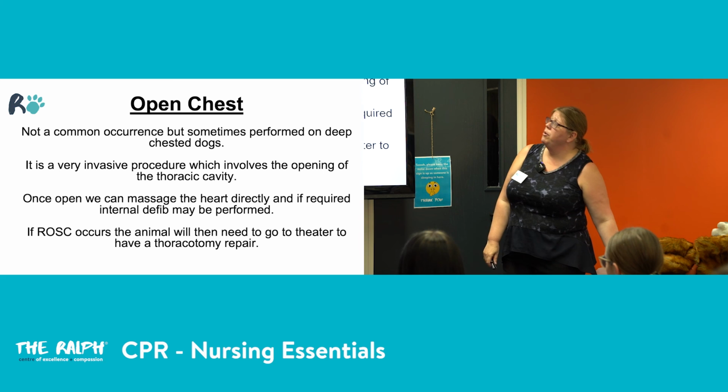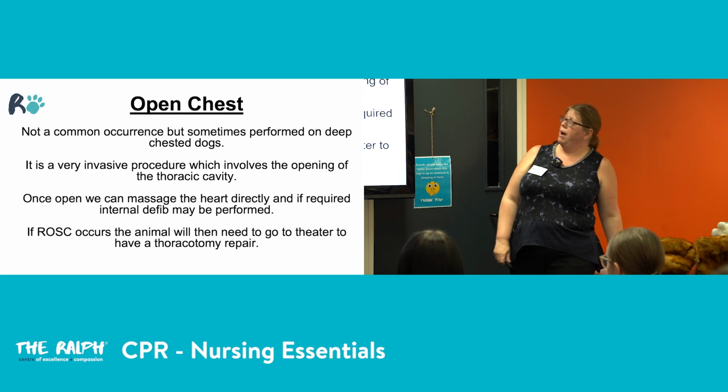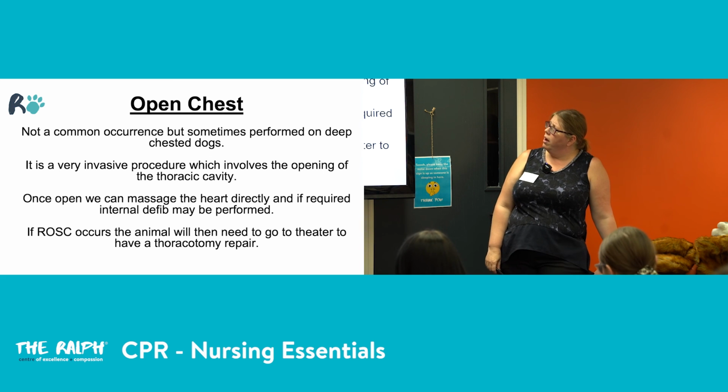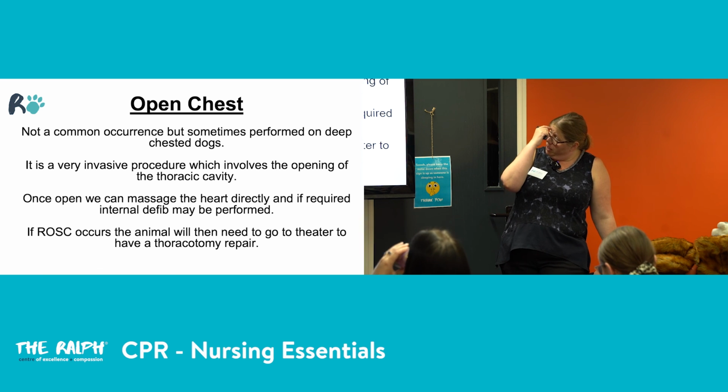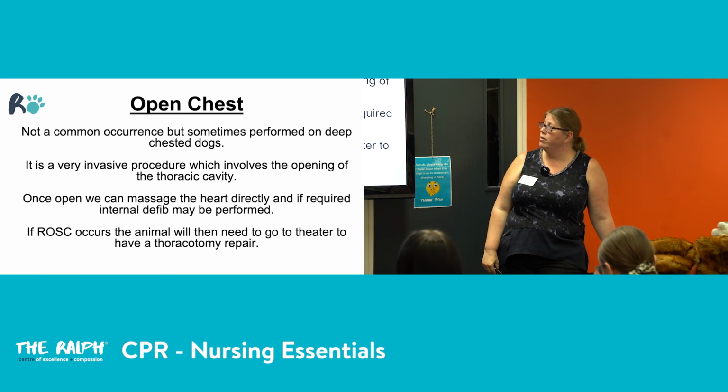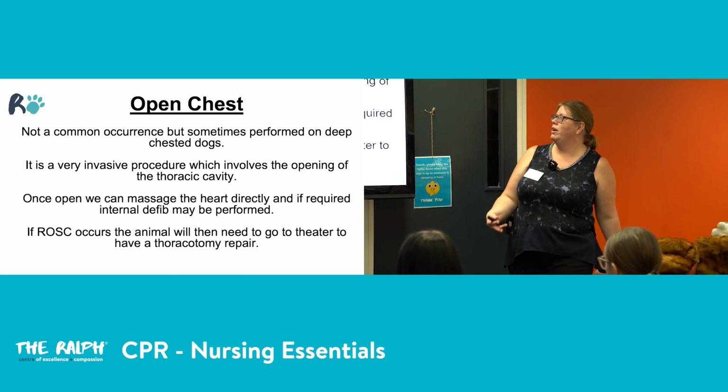Okay, something again which is not done often, and you will probably not see this in practice much. It's not a common occurrence, and we tend to do it on deep-chested dogs. These are ones where we cannot get to the heart, we're trying to do chest compressions and we just feel it's not being successful at all. It is a massive procedure which involves opening up the thoracic cavity. Once we're in there with a sterile glove on, we can actually massage the heart directly. You do see it more on things like ER, they do it all the time. Grey's Anatomy, most weeks they tend to do it. But in animals, we don't tend to do it as much.